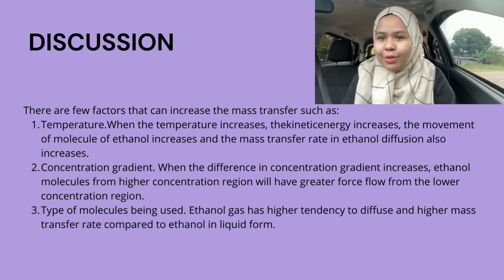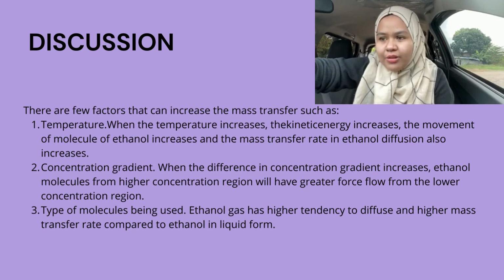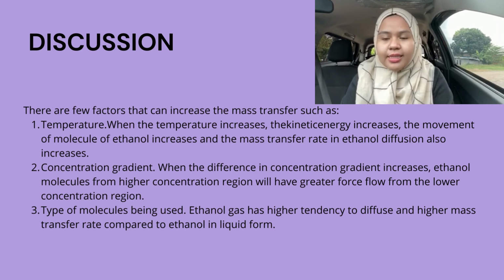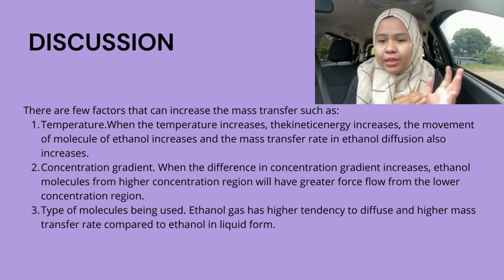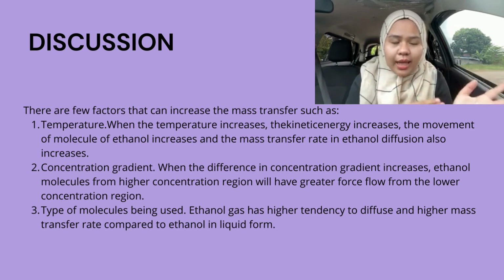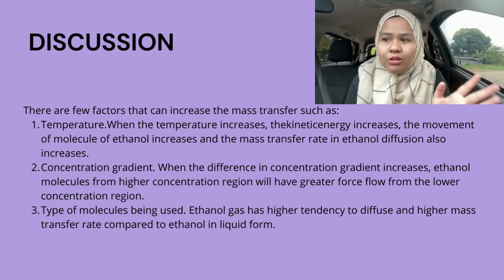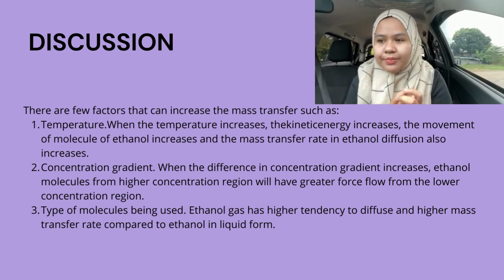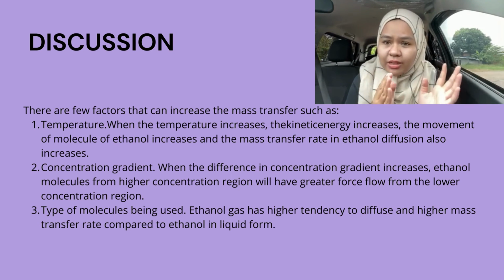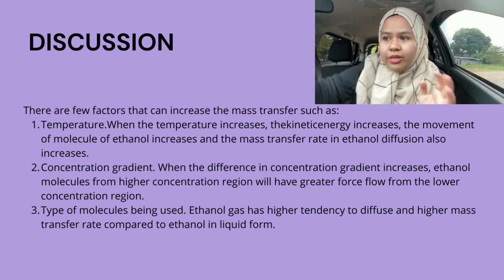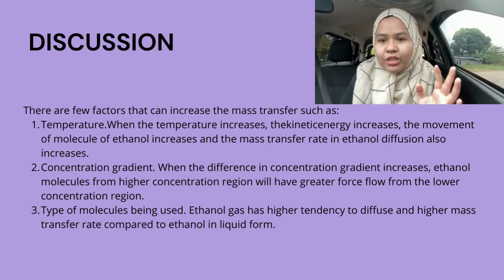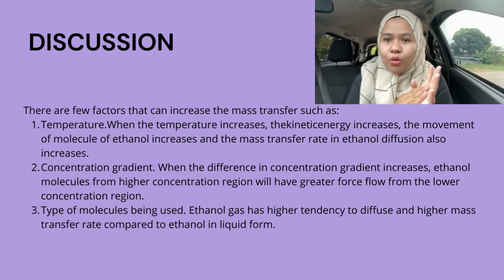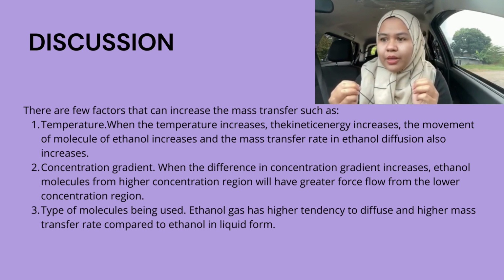My name is Nurul Asna binti Muhammad Nasir and my ID number is KH263. I will continue with the discussion for question number 4. There are a few factors that can increase the mass transfer rate. First is temperature. When the temperature increases, the kinetic energy increases and the movement of the ethanol molecules will increase, which lets the mass transfer rate of ethanol diffusion also increase. Next is concentration gradient. When the difference in concentration gradient increases, the ethanol molecules from the higher concentration region will have greater force flowing to the lower concentration region.